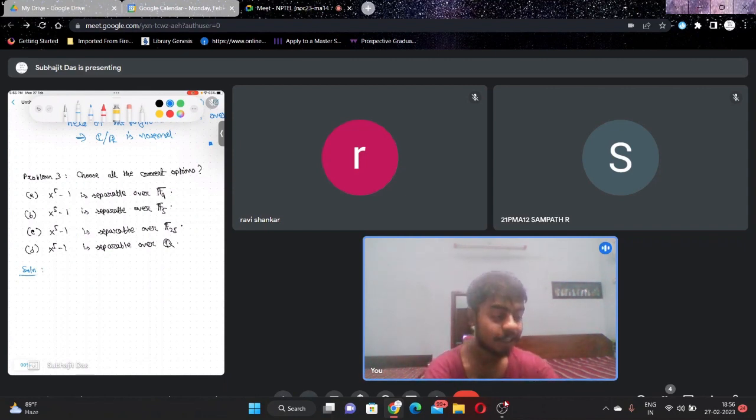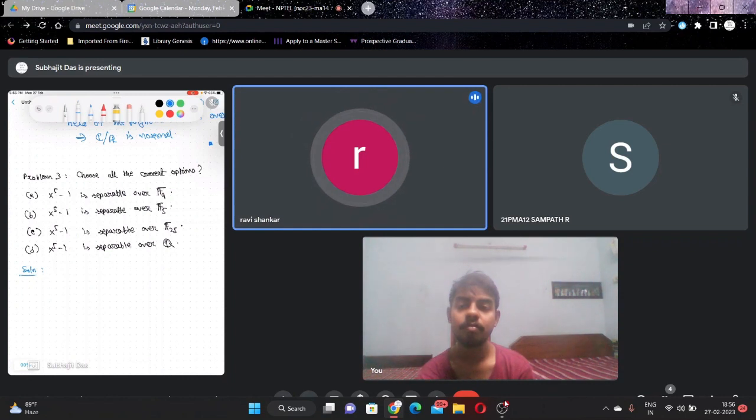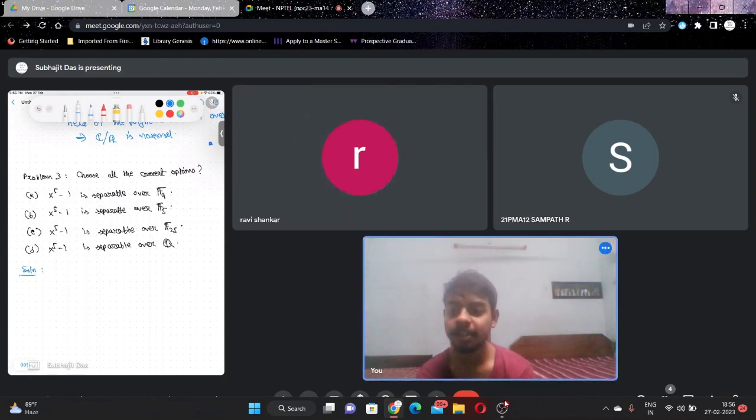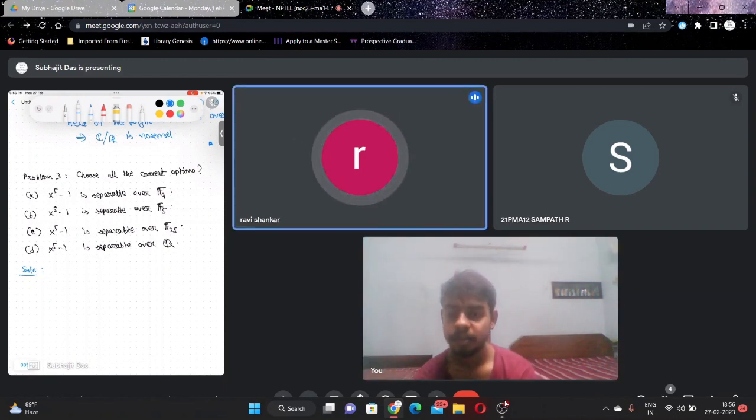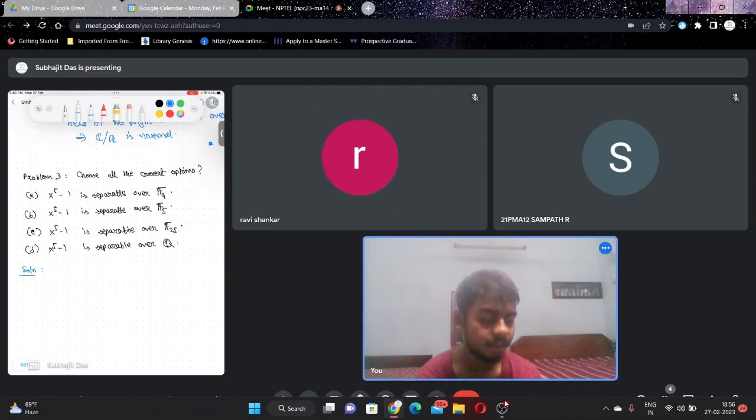So I need to choose all the correct options here. Is x to the power 5 minus 1 separable over F9 or not? Yes, this is the same. The previous problem also had the same polynomial. So we'll factorize it. But there the extension was over Q, right? Here we have taken it over F9. Option A is over F9, the field with 9 elements.